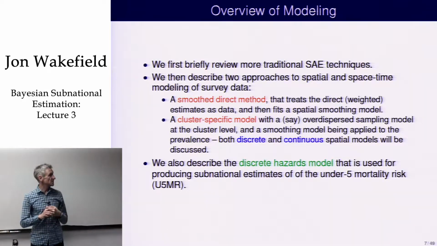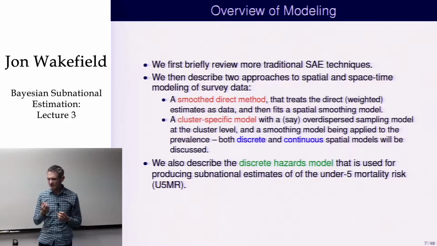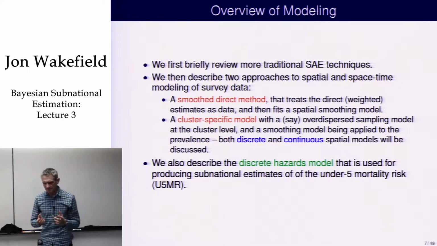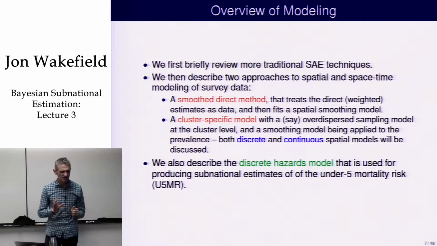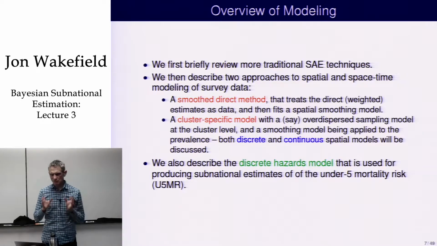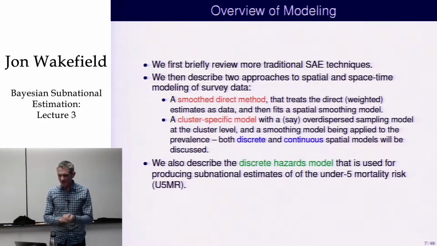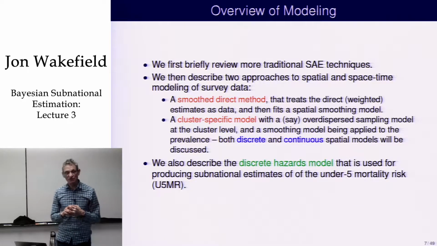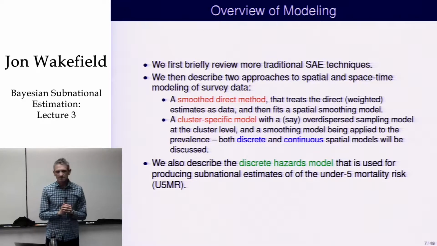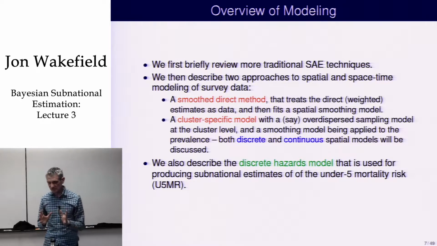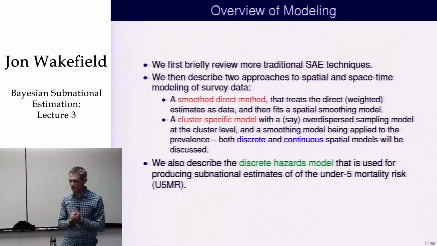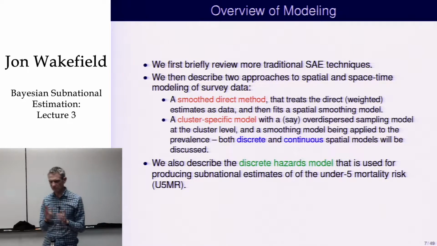And then the cluster-specific model is actually going to model at the level of the cluster. So if you remember the context here, we're usually dealing with household surveys which are gathered under a stratified cluster design. And so we need to acknowledge both the stratification and the clustering in general. And so we're going to specify models at the cluster level, and then we're going to aggregate those up to the area level. And the way we're going to model the cluster level prevalences is via discrete and continuous spatial models. So I'll describe both of those approaches, the discrete one in more detail.